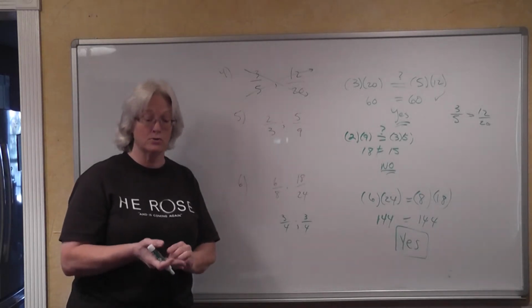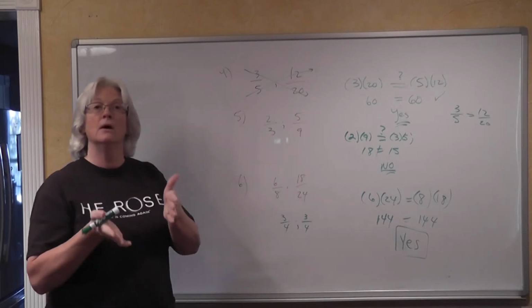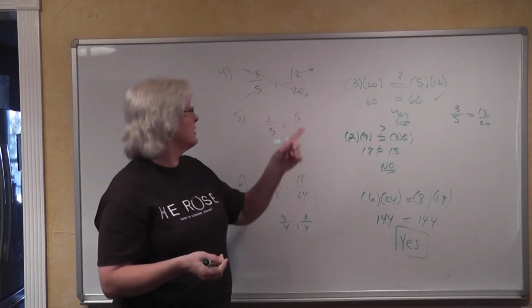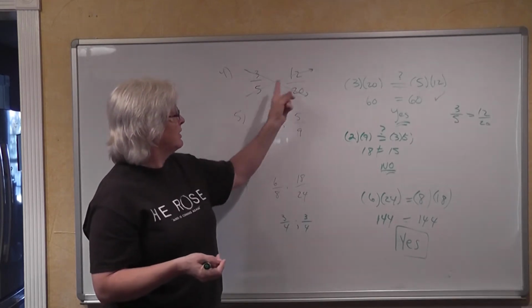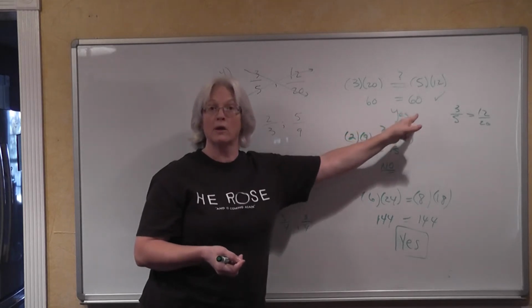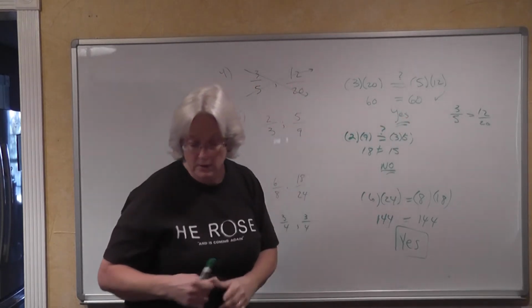Okay, so that's how you use cross products. When they ask you if two fractions are equivalent, that means do they have the same value? And when they say use cross products, you just multiply your opposing corners. If the products are equal, then that means the fractions are equivalent.